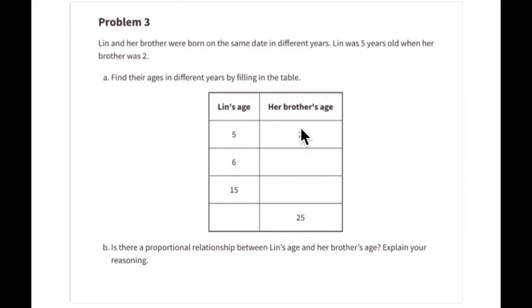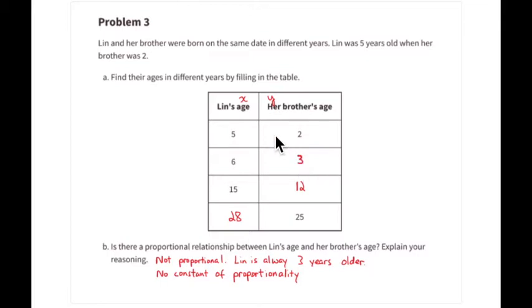So her brother's age you could write as y, if this is the y value and Lynn's age is the x value. y is equal to x minus 3, because her brother is always 3 years younger. So when Lynn is 6, her brother is 3 years old. When Lynn is 15, her brother is 12 years old. On the other hand, Lynn is always 3 years older than her brother. So when her brother is 25, Lynn will be 28. So 3, 12, and 28.